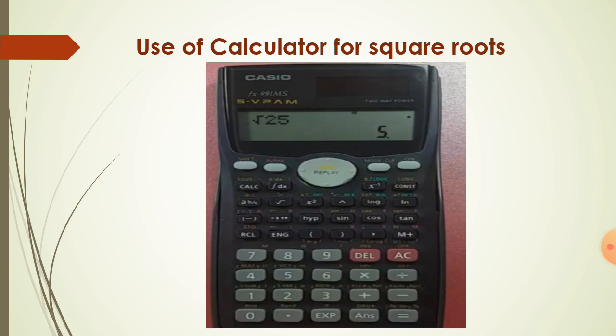Use of a calculator for square roots. There is a sign of square root in the calculator. Just press that and type any number, like here is written 25, and the answer will be 5.